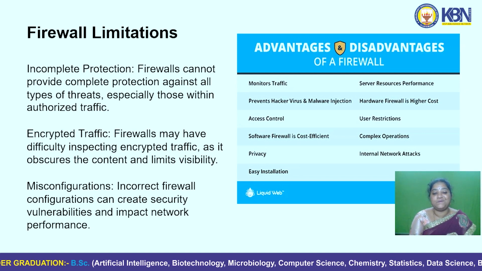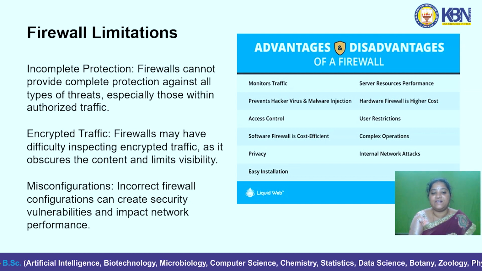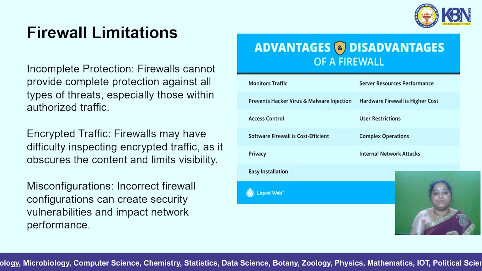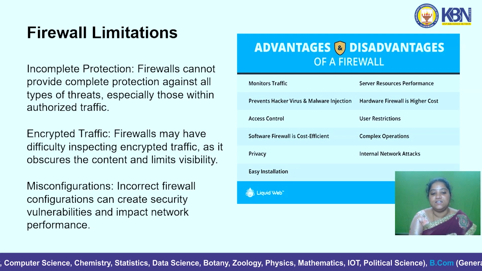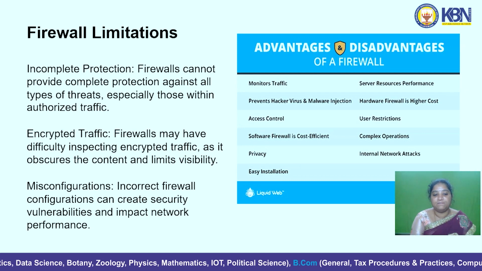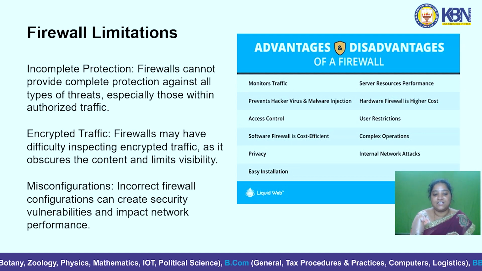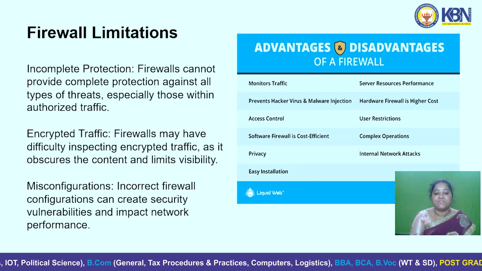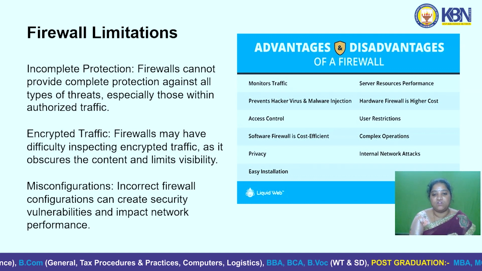Encrypted traffic also makes inspection difficult, as it obscures the content and limits visibility. Now we will discuss misconfigurations, that is, incorrect firewall configurations that create security gaps and impact the network's performance.